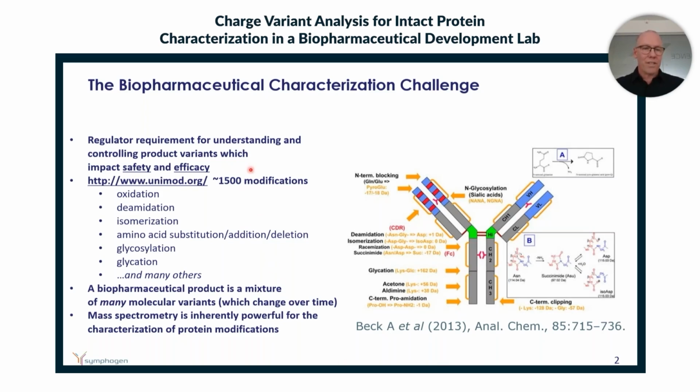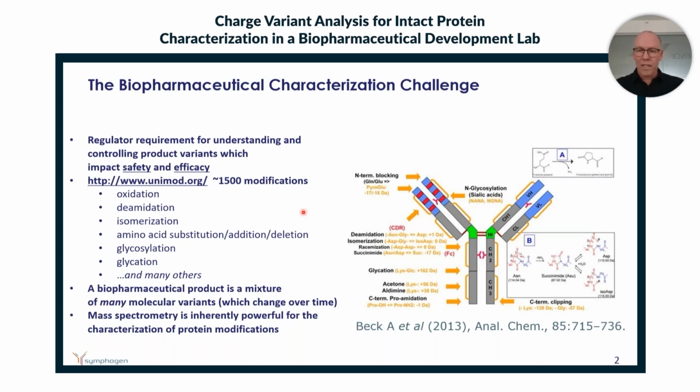Of course, this audience knows very well that when you're working with large biomolecules, large proteins such as antibodies, you have a really large and complicated molecule, and you need to understand all the product variants of your product that affect safety and efficacy of your product.